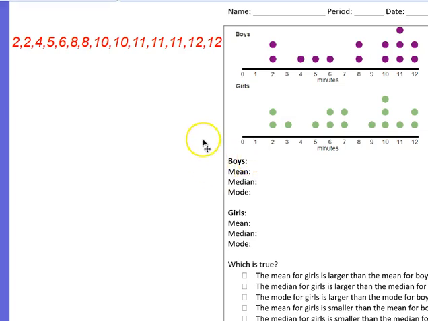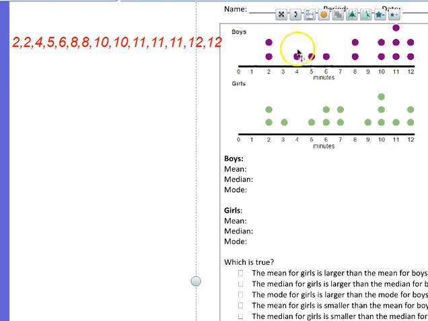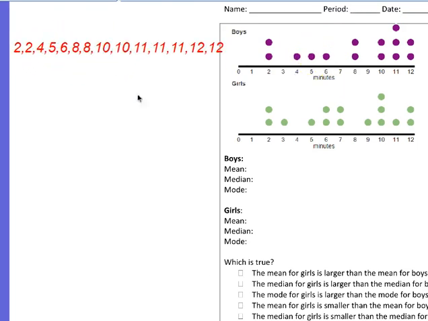Okay, so these are the answers to half of your review final. I've taken the boys' dot plot and turned it into a series of numbers. Each dot represents one occasion of the number 2, so that means 2 dots makes 2 2s, and then a 4, a 5, and a 6, a 4, a 5, and a 6, and then once I have that, I'm going to find the mean, median, and mode.